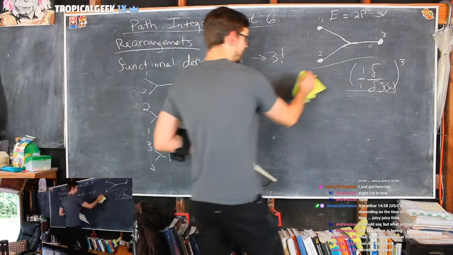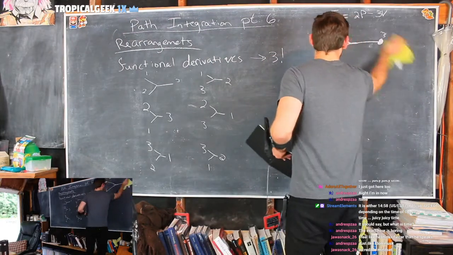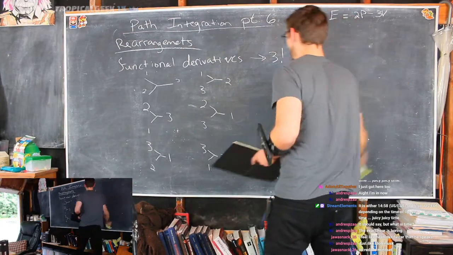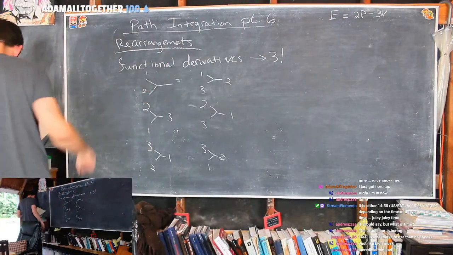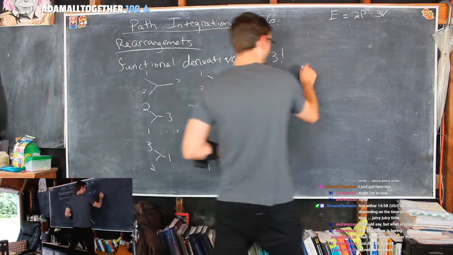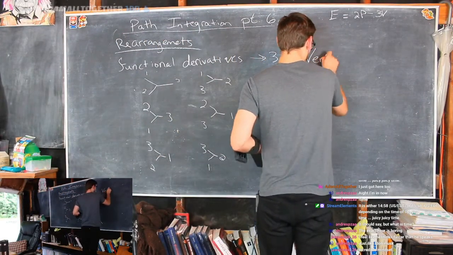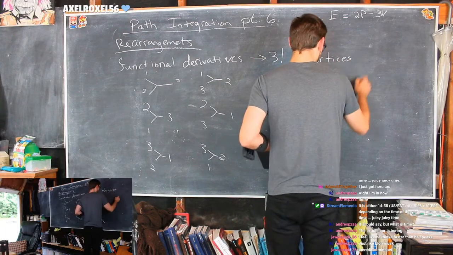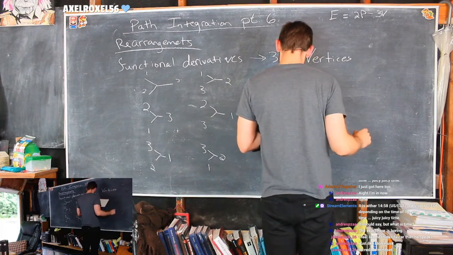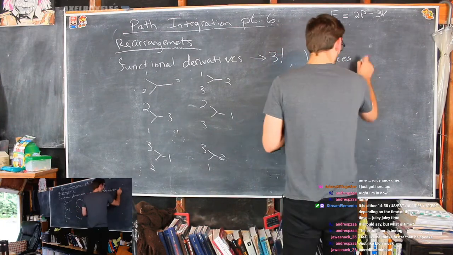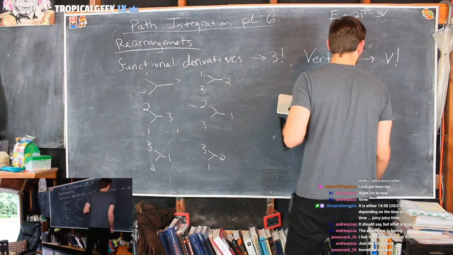So let's get rid of this now. I'm not going to keep having these all over the place, so you'll see that this is the same thing as right there. Okay, so now what's another one? Well, how about vertices? For vertices, we're going to have a factor of v factorial. Well, how's that going to work?